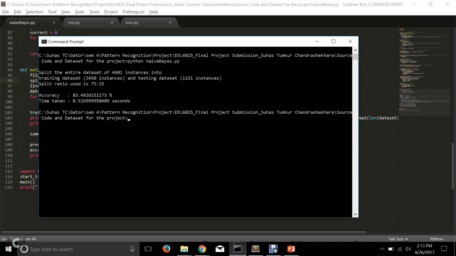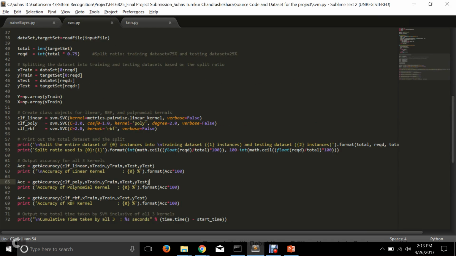So yeah, this is the output that we get. The split of the entire data set of 4601 instances was 75-25, 3450 instances in the training data set and 1151 instances in the testing data set. And you can also see that the accuracy is 83.4% and the time taken was about 0.52 seconds. Next, we'll move on to the SVM algorithm.